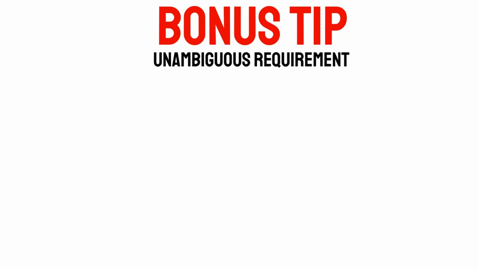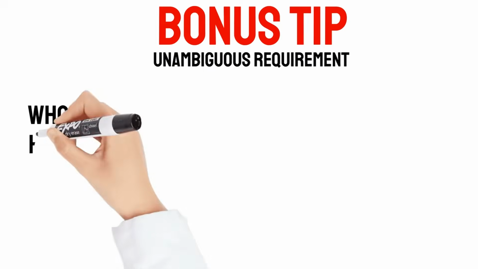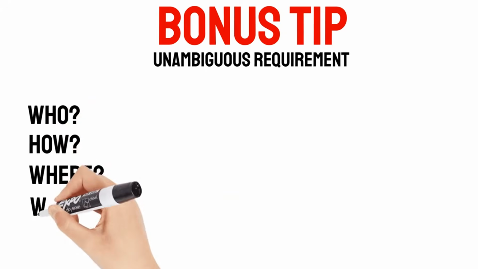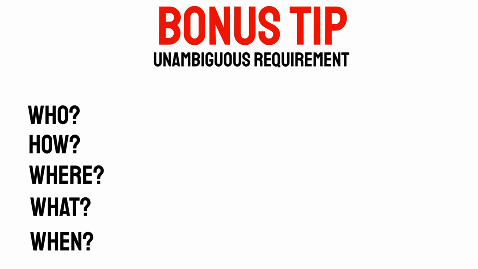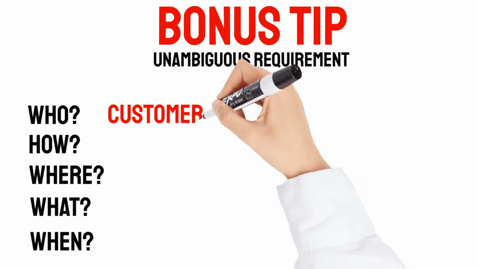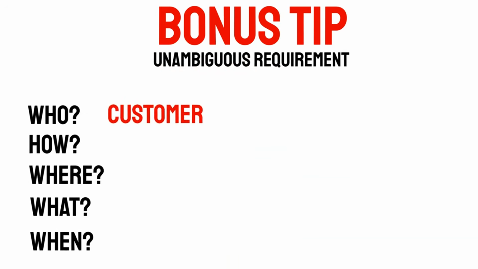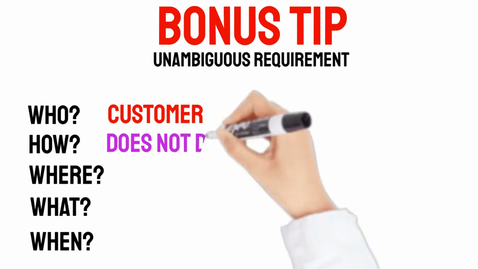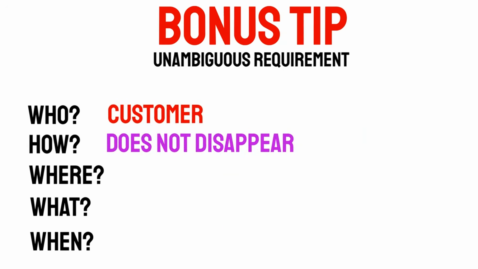So how do I make requirements unambiguous? You have to ask the important W questions. Who, how, where, what, and when. So who is doing something in this requirement? It's the customer who is buying or clicking the buy button. So you could also in the requirement mention the user, so the customer. How is this happening? Basically, we have a notification which is not disappearing, so that's the how.